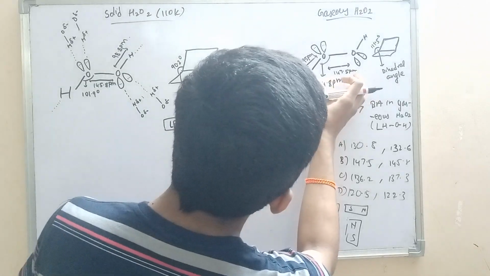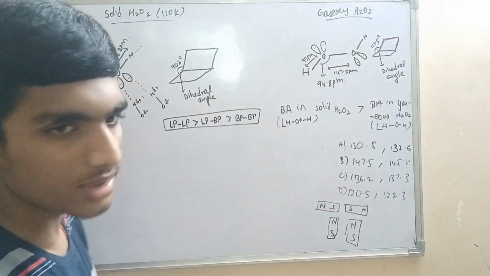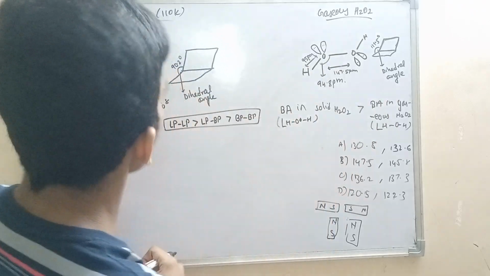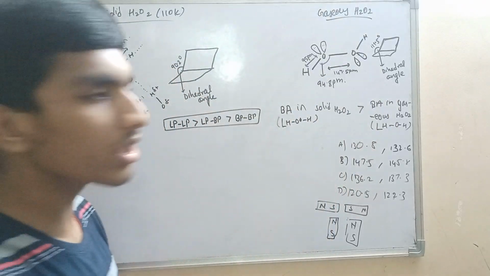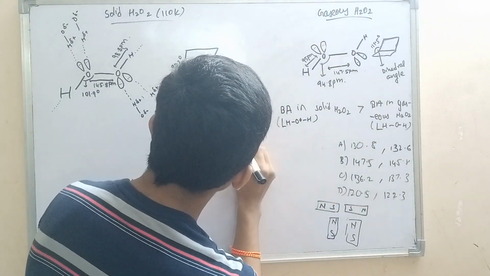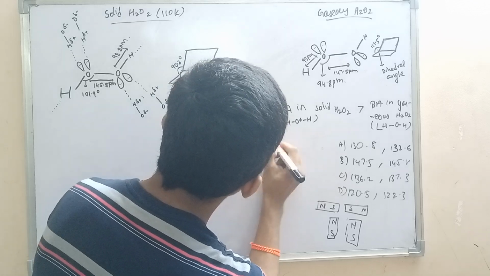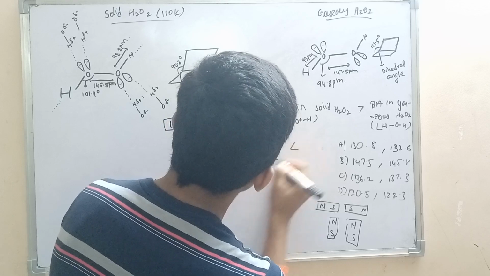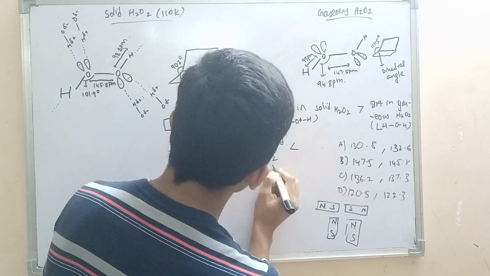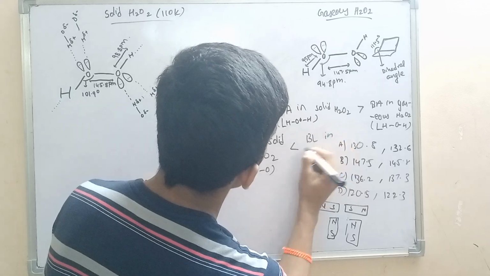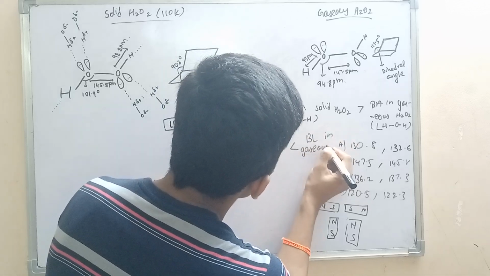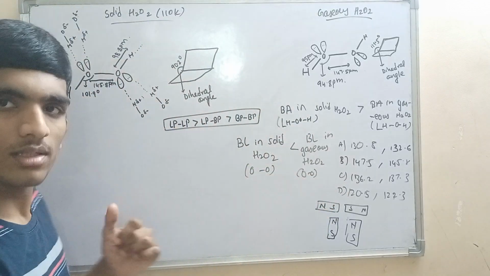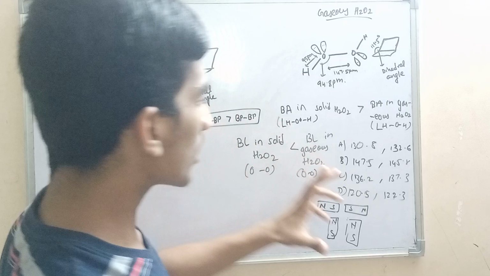Here, due to lone pair repulsions, they will move farther. This is the reason. See, here they are moving farther, so 147.5. Here they are coming closer, 145.8. What do you understand here? Bond length in solid H2O2 is less than O–O bond length in gaseous H2O2. Is that fine? Hope the things are clear.